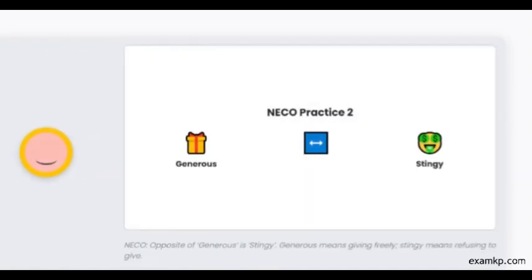Question 2. Select the word opposite in meaning to generous. A. Kind. B. Stingy. C. Friendly. D. Ample. Generous means giving freely. The opposite is stingy. Correct answer B.